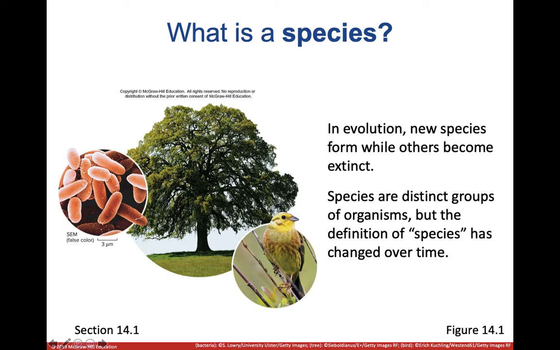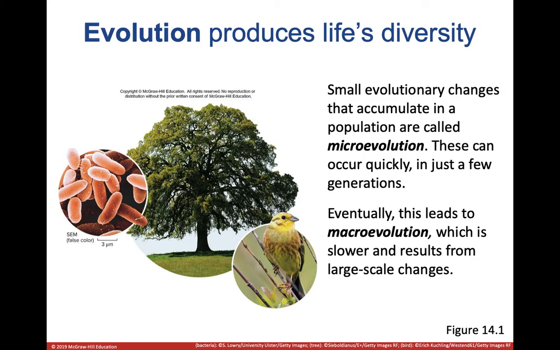But these distinct groups of organisms that you can look at in nature, you can tell that these birds all look the same, these trees all look the same, these bacteria all look the same. And that's kind of what we might call a species. Well, that definition of species has changed over time. As scientists have learned more about DNA, more about evolution, and things like that, the definition of what a true species is has changed over time.